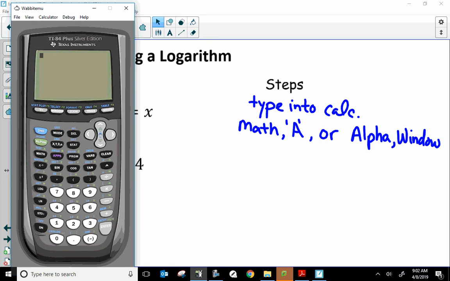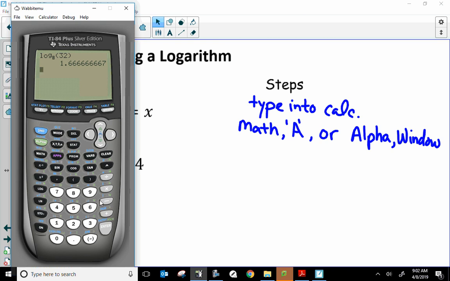What do I mean? Let's take a look here. I'm going to hit the math button first. Right there. And if I scroll down, I got to scroll all the way down to A. Right there, log base. I can do that when I hit enter. There it is. I put my base 8 of 32. Hit enter. And it gives me a decimal.